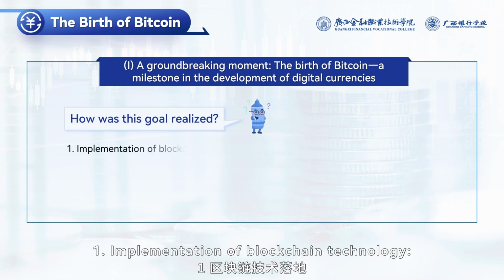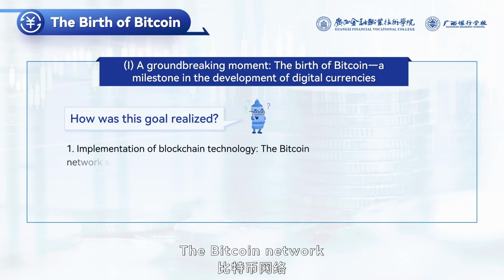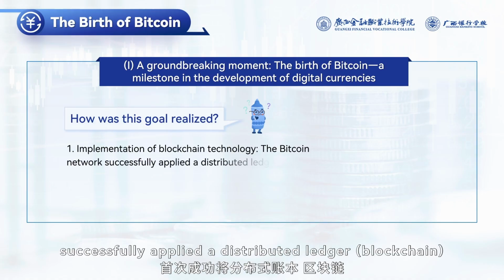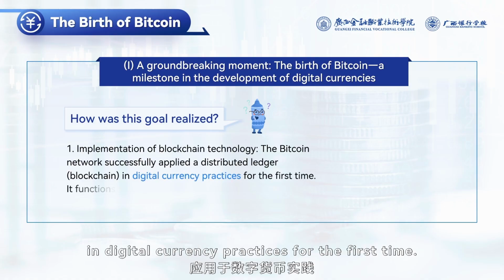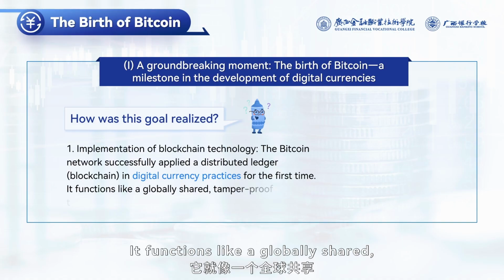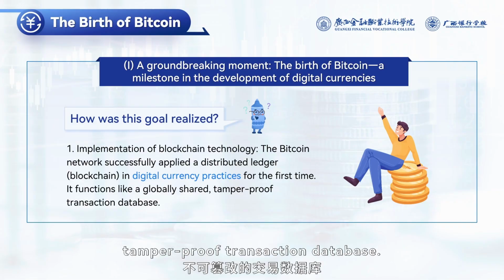1. Implementation of blockchain technology. The Bitcoin network successfully applied a distributed ledger, blockchain, in digital currency practices for the first time. It functions like a globally shared, tamper-proof transaction database.